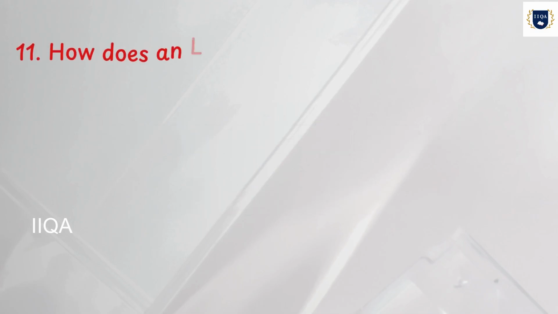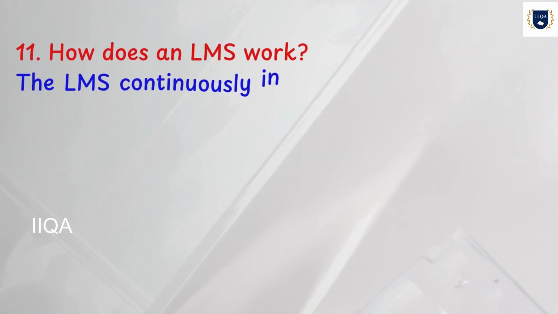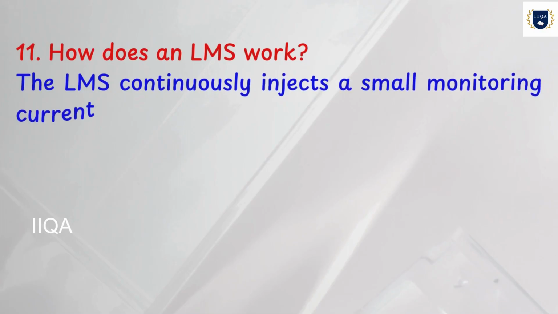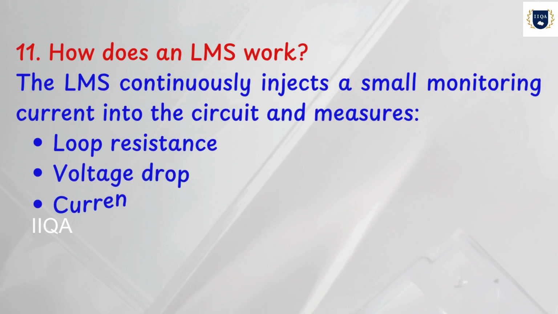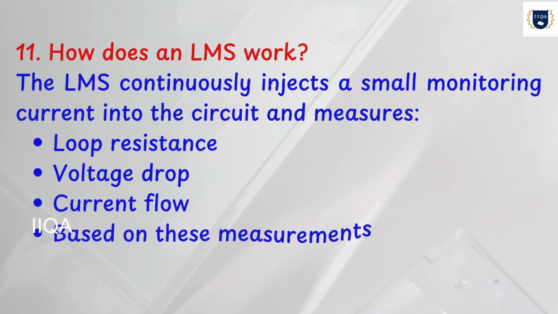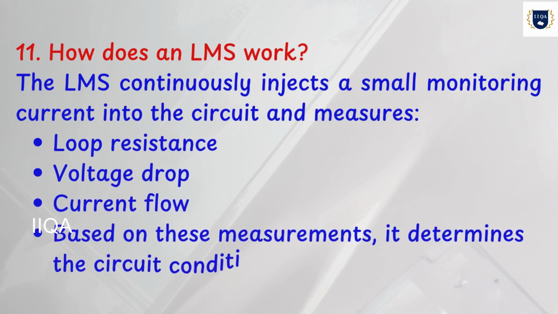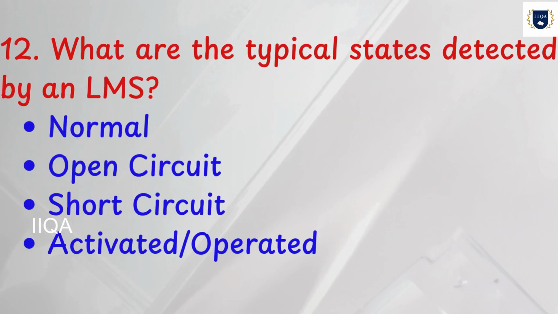How does an LMS work? The LMS continuously injects a small monitoring current into the circuit and measures loop resistance, voltage drop, current flow. Based on these measurements, it determines the circuit condition. What are the typical states detected by an LMS? Normal, open circuit, short circuit, activated operated.